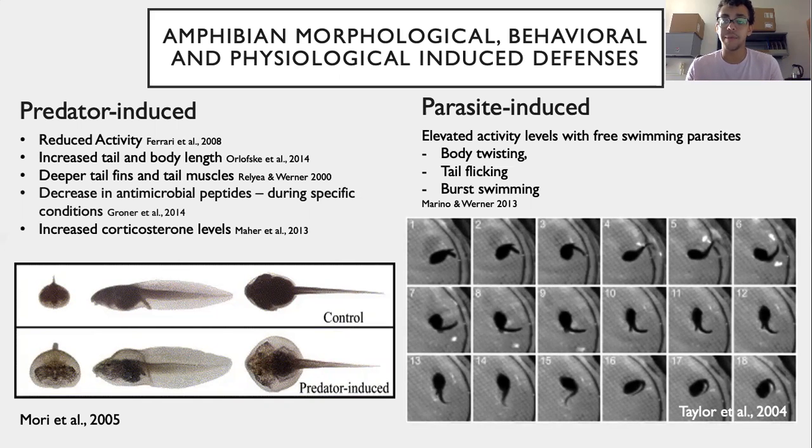But in the case of parasite-induced changes, it's found that in the presence of free-swimming parasites, tadpoles have been shown to have elevated activity levels and display behaviors that are not seen in tadpoles outside of the presence of free-swimming parasites. So they do things like body twisting, tail flicking, and burst swimming. In boxes 5 and 6, you can see this tail flicking behavior, and in 16 and 15, you can see this example of extreme body twisting to evade trematodes from latching onto their body.